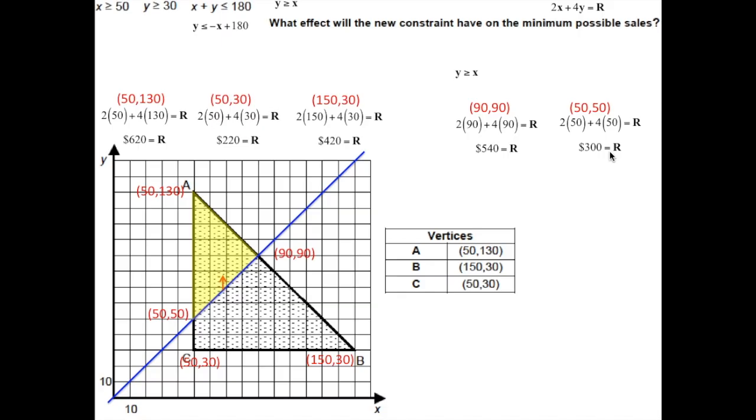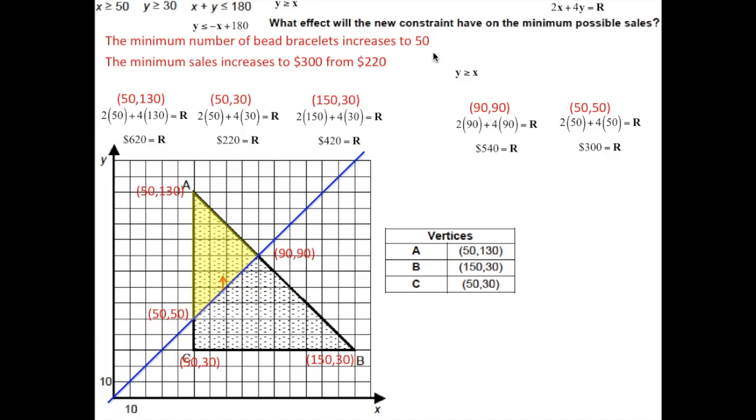So the minimum revenue went up by $80. The minimum number of bead bracelets increases. We were making 30 of them as the old minimum. The new minimum has to be equal to or greater than X, so it's going to be 50. The minimum number of beaded bracelets increases to 50, and the minimum sales increases to $300 from $220.